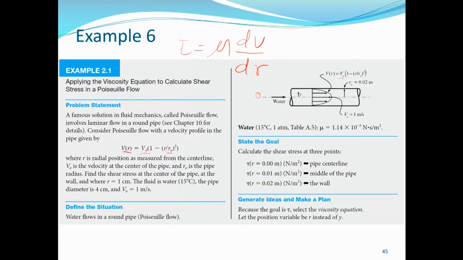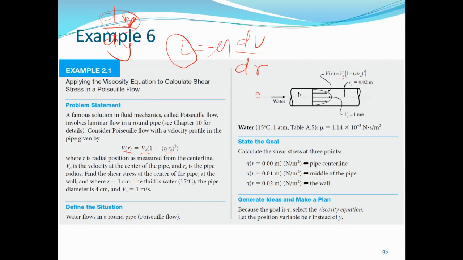But then there is another caveat to this. If you look very well, in the previous instance, when we have dV dy, when y increases, the velocity increases. But in this case, when r increases, the velocity reduces. So when we are using R here, we use a minus sign so as to ensure that the shear stress is a positive quantity.